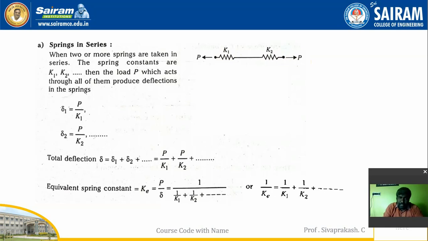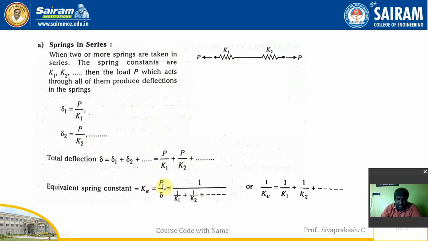The deflection of each spring is given by the load divided by the stiffness of the spring. So individual springs will have individual deflections, and the total deflection can be taken as delta 1 plus delta 2. The deflection can be found using the force applied divided by the stiffness. So delta 1 will be equal to P divided by K1, and delta 2 will be equal to P divided by K2. Substituting this, if I take P common, I get delta equal to P times 1 by K1 plus 1 by K2 plus 1 by K3.